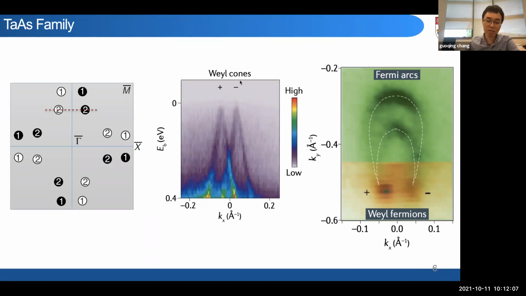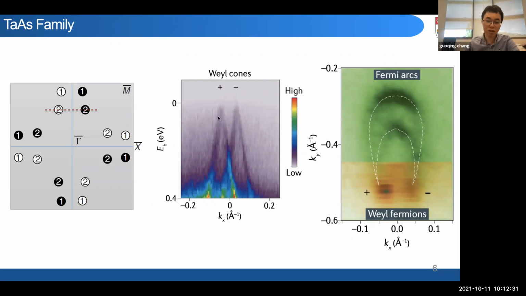So this is the ARPES measurement, which directly visualizes the band structures of the crystal. This region with low intensity tells us there are no states. This one with high intensity actually tells us there are some states. So these are the linear cones, and these are degeneracy points. So these are the ARPES measured bulk states.